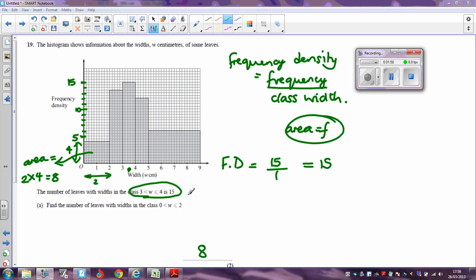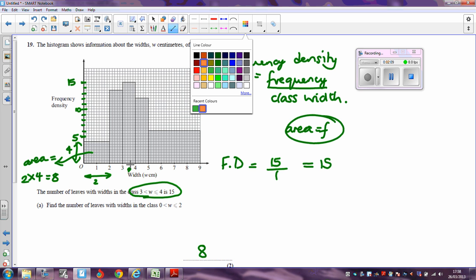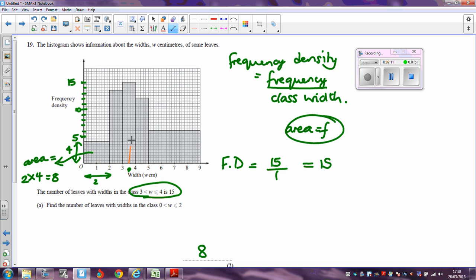Okay, part B of the question says, can you work out an estimate for the number of leaves in the range 4.5 to 5.5? So I'm just going to draw on 4.5 and 5.5. Let's just do that in orange. So 4.5 is exactly here. That's halfway between 4 and 5. That's there, and 5.5 is there.